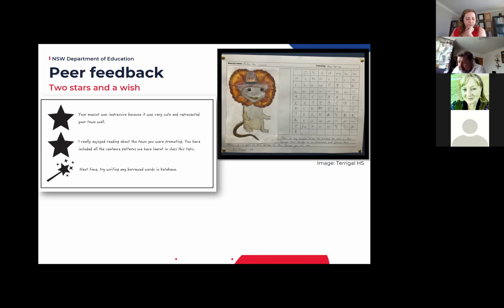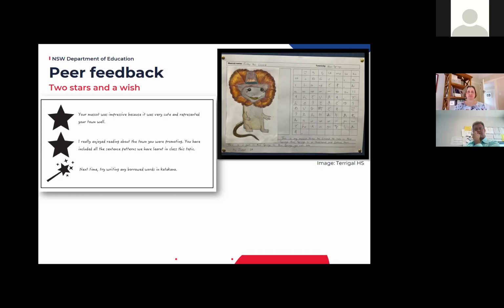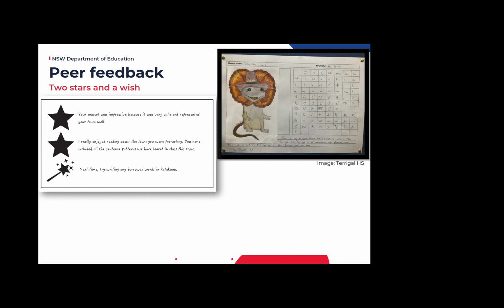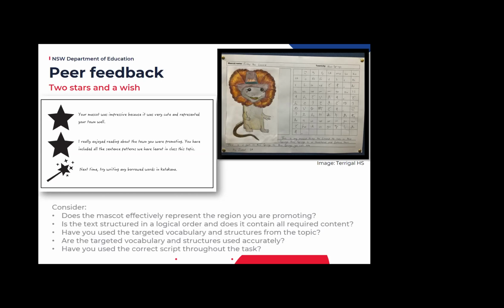The task pictured above required students to promote an Australian town to Japanese people to encourage them to visit Australia. The students were required to design a mascot that would represent the region and write a description that outlined the features of the town using the grammatical structures and vocabulary presented in the topic.